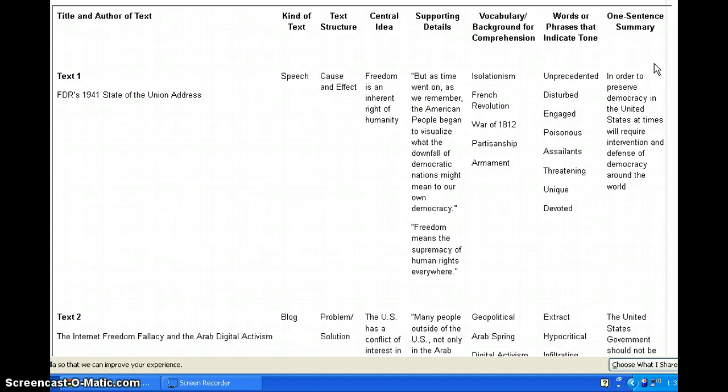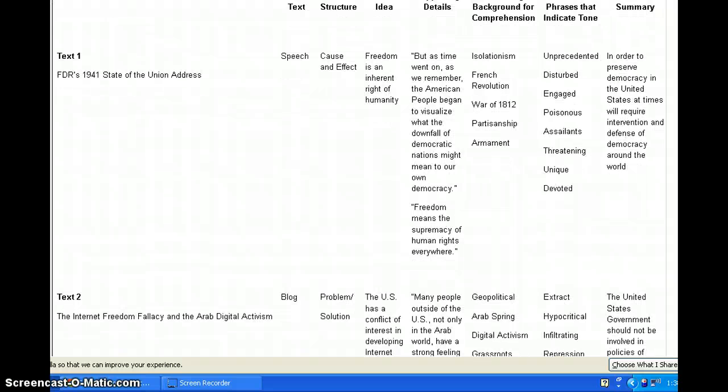This is different than the central idea, although they can be related. So for FDR's State of the Union address, the one-sentence summary is: in order to preserve democracy in the United States, at times will require intervention in defense of democracy around the world.